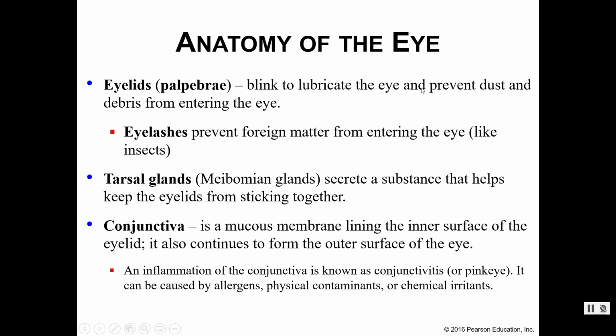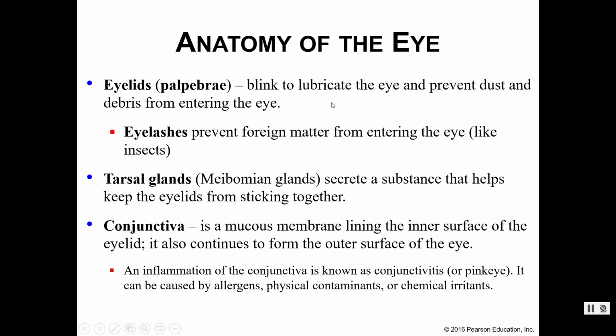In this recording, we'll discuss eye anatomy. We'll start with external eye anatomy. So we've got the eyelids, also known as palpebrae. Their function is to lubricate the eye by blinking, and that also helps prevent dust and other debris from entering the eye and causing irritation.